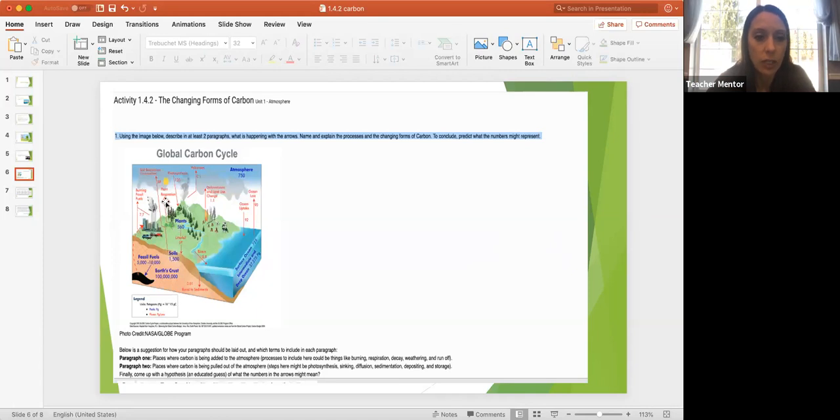We've got respiration. We've got soil respiration from decomposition. So that's when organisms die. Their bodies decompose and decay. It releases that carbon back into the atmosphere.